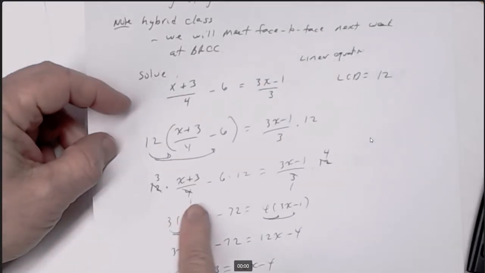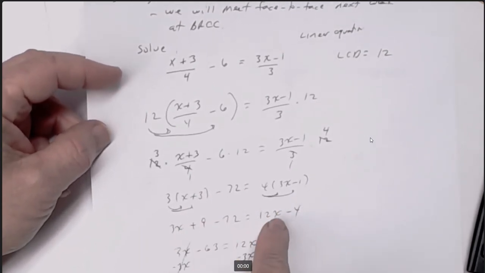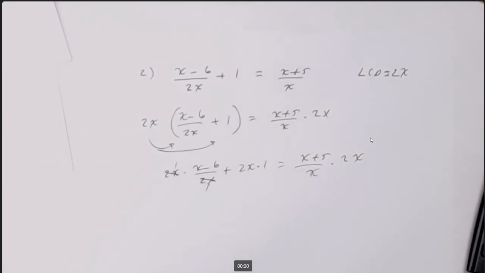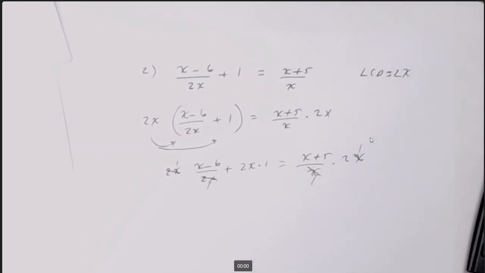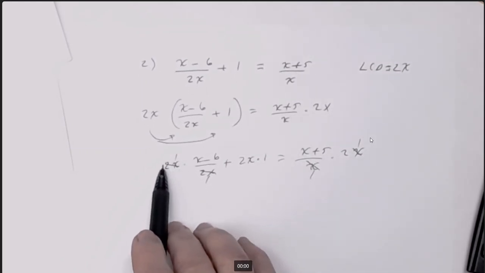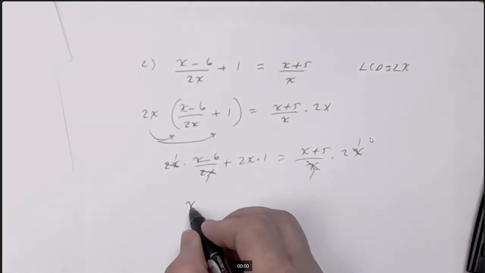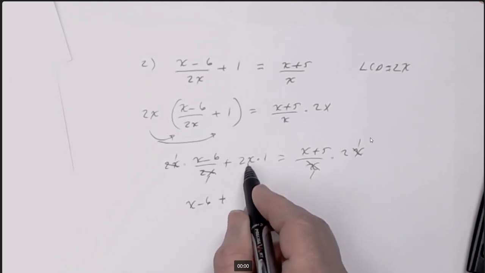So if I look at this, the 2x's divide out. And over here, the x's divide out. And what you have now is this. 1 times x minus 6 is x minus 6. Plus 2x times 1 is 2x. Equal. Now over here, be careful because you have x plus 5.